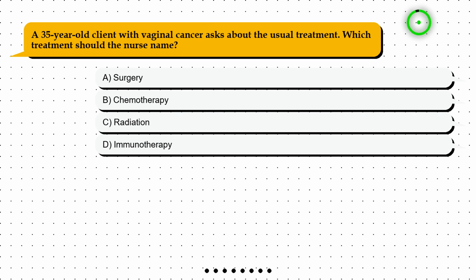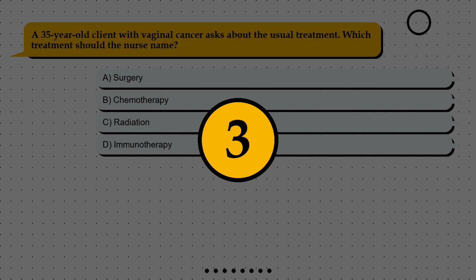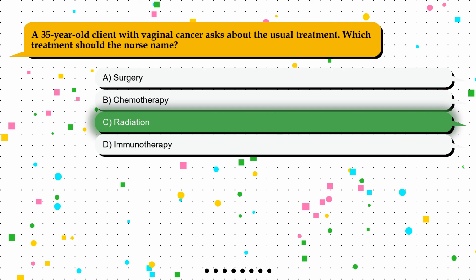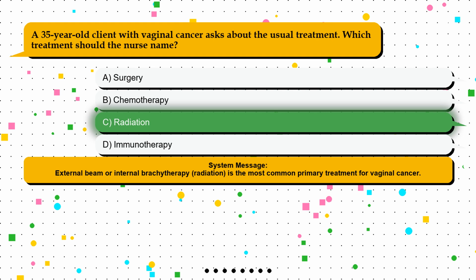Question 6. A 35-year-old client with vaginal cancer asks about the usual treatment. Which treatment should the nurse name? Option A, surgery. Option B, chemotherapy. Option C, radiation. Option D, immunotherapy. The correct answer is option C, radiation. External beam or internal brachytherapy, radiation, is the most common primary treatment for vaginal cancer.